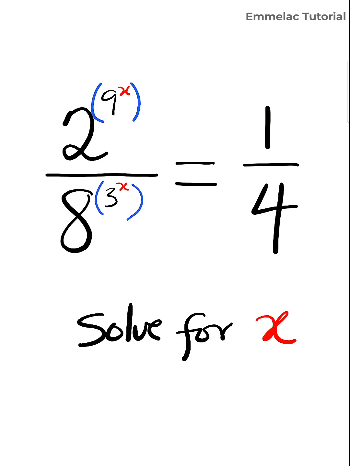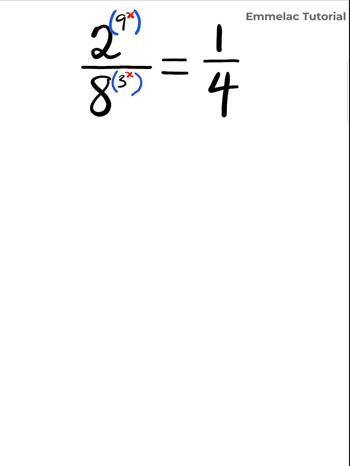So let's get started. Here we have 2 raised to 9 raised to x, then all over 8, which changes to 2 raised to 3, since 2 cubed is the same as 8. So here we have 2 raised to 3, take note all in parentheses, then raised to 3 raised to x, which also equals 1 all over 4.